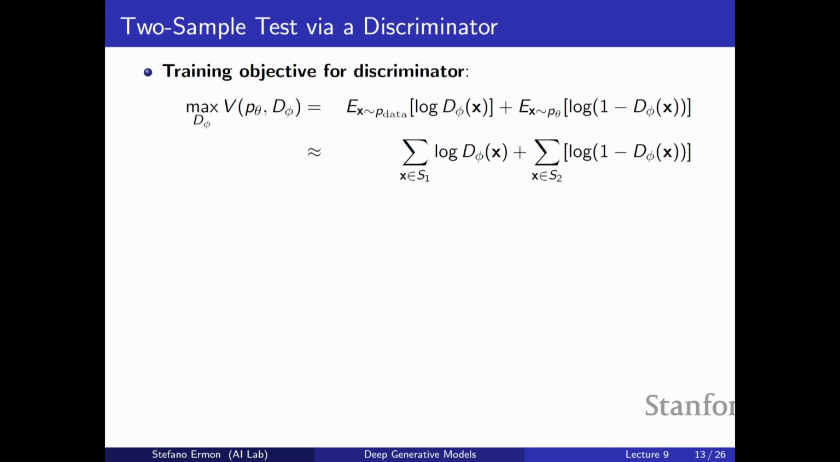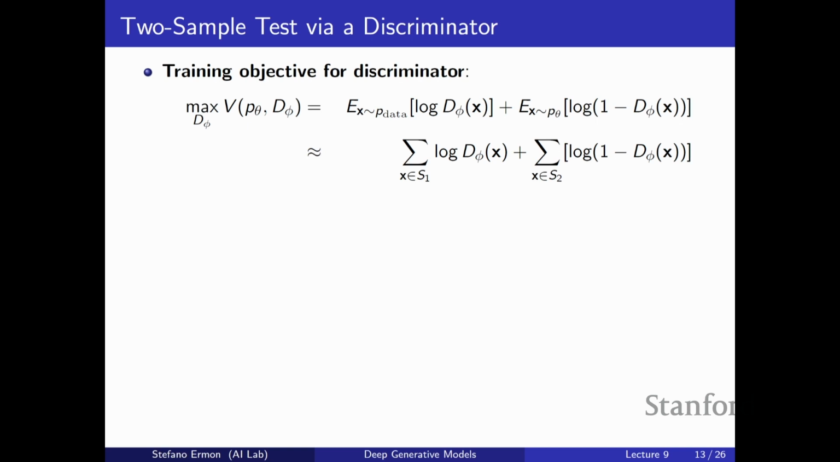Can you just clarify the notation? Yeah, so what we have here is the setting we had before, where we're going to use as a statistic a classifier, which we're going to denote as D-phi because it's going to be trainable. It's going to be another neural network that we're going to train.